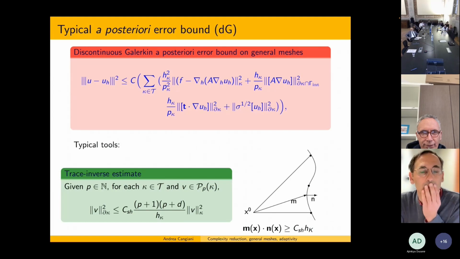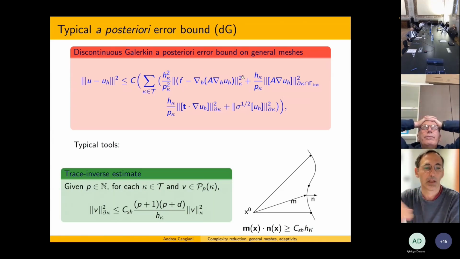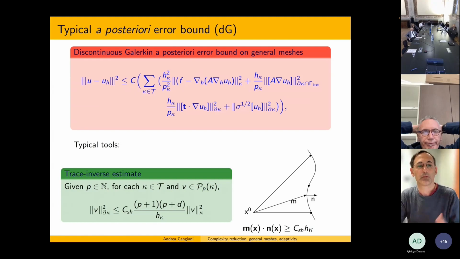So that's just to give you an idea of what an a posteriori error bound is. On the left, you have the error between the exact solution U and the computed solution UH. We know that this is bounded by the quantity on the right that only depends on the computed solution UH, and is made up of local contributions from the elements K of the mesh. So by looking at the magnitude of these terms on each element, we know which elements should be refined because more resolution is needed and the error is big, and those that should instead be coarsened.